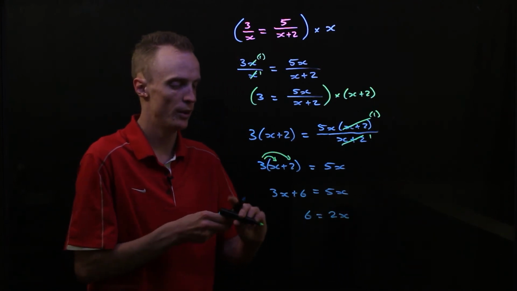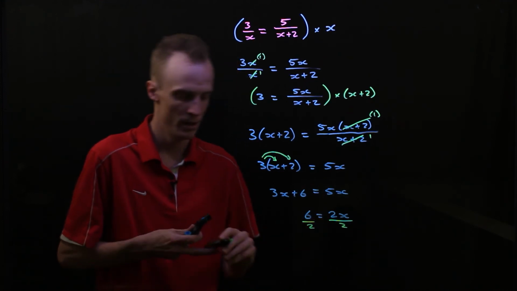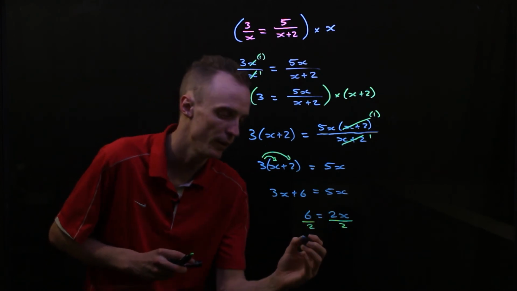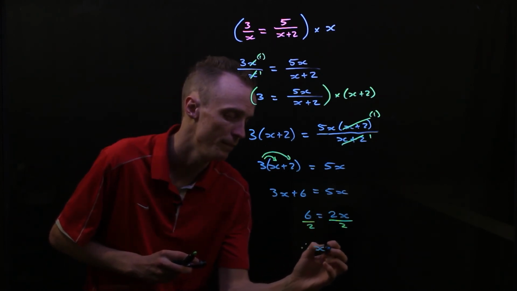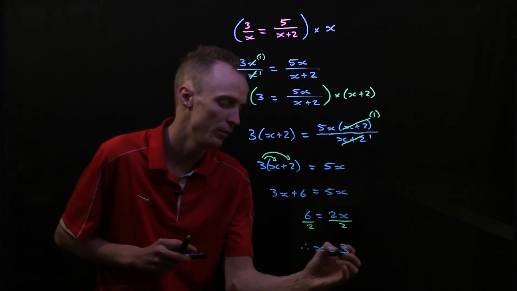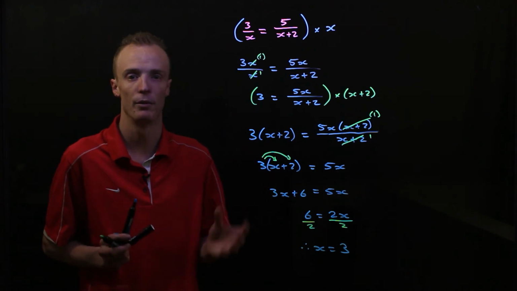And then, as my final step, I want to divide both sides by 2. So on this side, the 2's will cancel and just leave me with x. We're going to write that on my left-hand side. And 6 divided by 2 is equal to 3. So I've therefore found that my x is equal to 3.